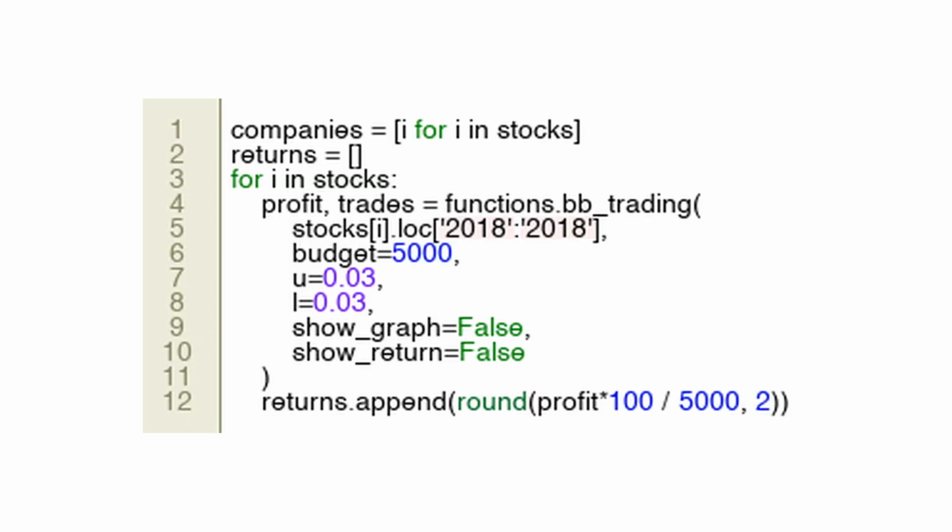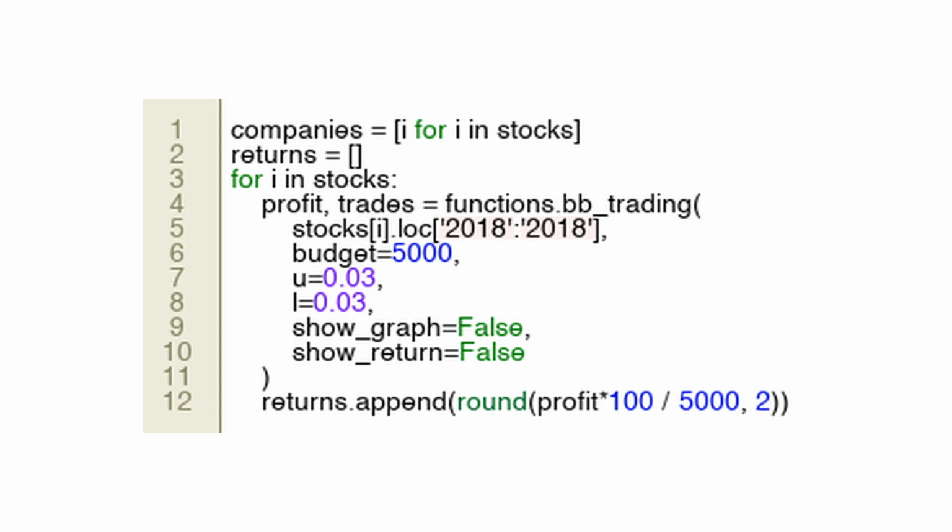The code snippet provided is a simplified Python script that appears to be part of a larger stock trading analysis code. The purpose of this code is to calculate and collect the percentage returns of a trading strategy applied to a set of companies over the year 2018. The first line creates a list of company identifiers, or potentially stock symbols, from an existing collection called stocks. It essentially copies the stocks collection into a new list called companies. Subsequently, it initializes an empty list named returns, where it will store the calculated percentage returns for each company.